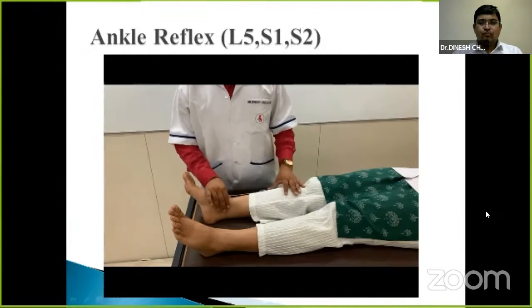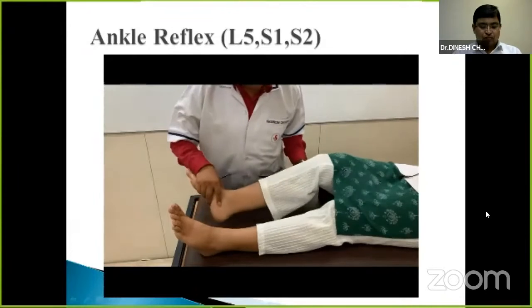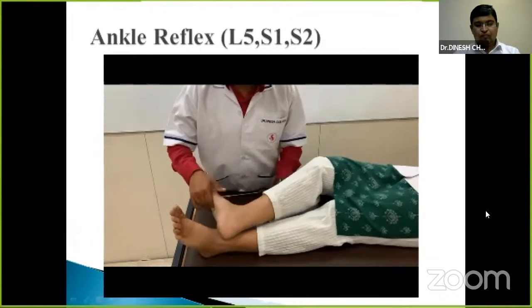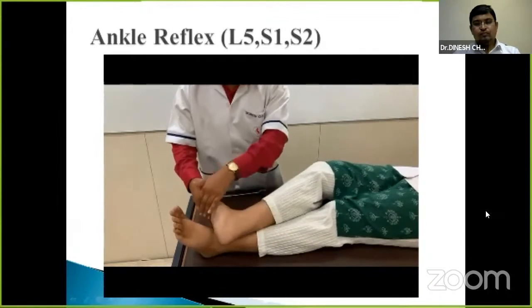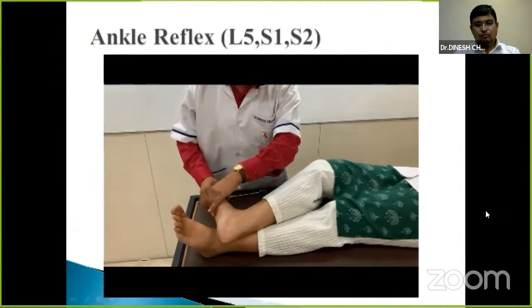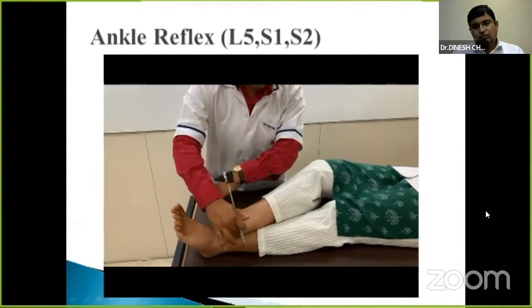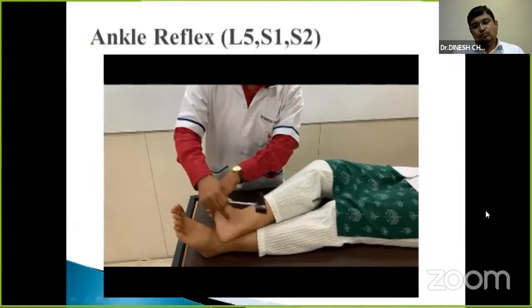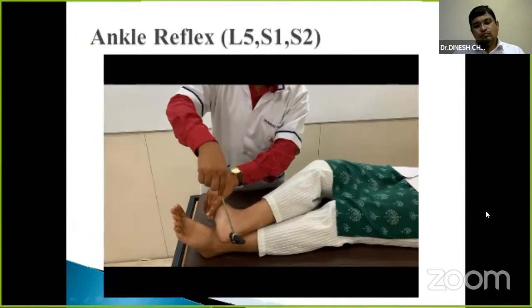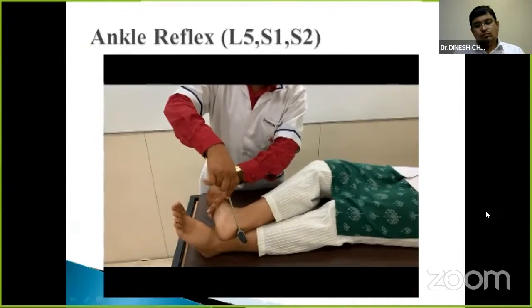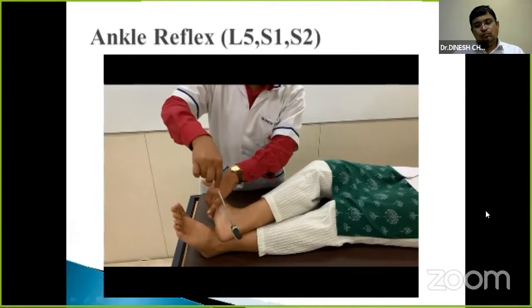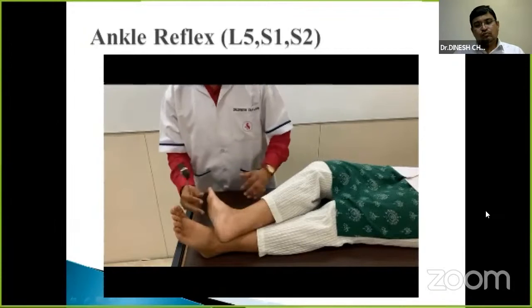Now the test position: knee flexion, dorsiflexion of the ankle. We'll keep it on the other shin of the tibia. Dorsiflex, then palpate the TA, the tendon Achilles. We have to hit on the tendon perpendicular with the hammer. Now we'll see the response, which is plantarflexion.